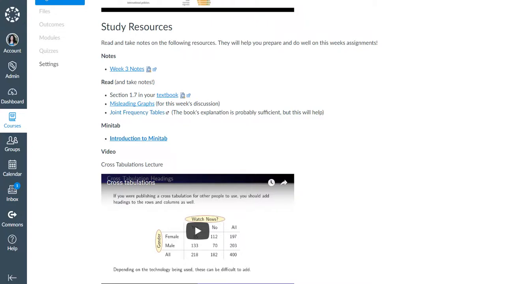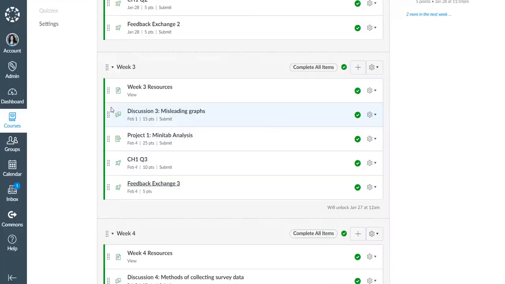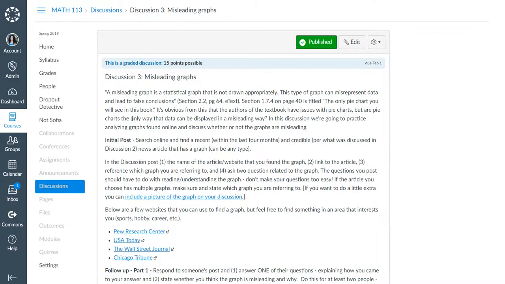So moving along, our first assignment is the discussion. This is on the misleading graphs. A misleading graph is a statistical graph that's not drawn appropriately. It misrepresents data and can lead to false conclusions. So what you're going to be doing is going online, finding a recent and credible news article that has a graph. Credible per what we discussed last week.